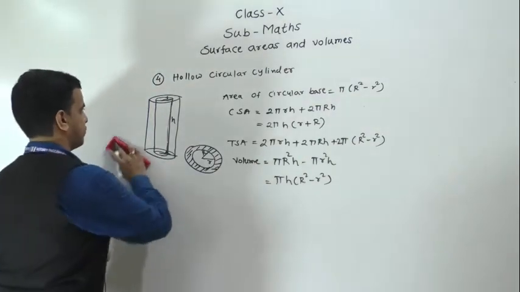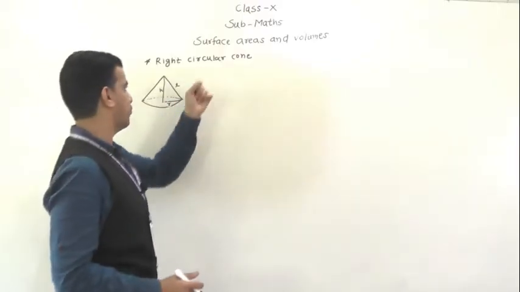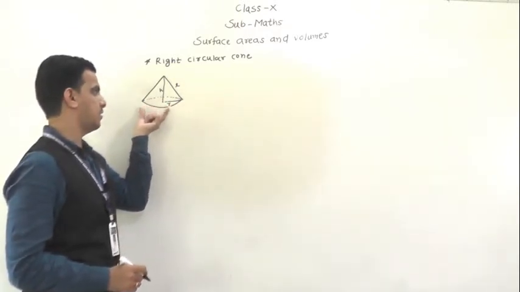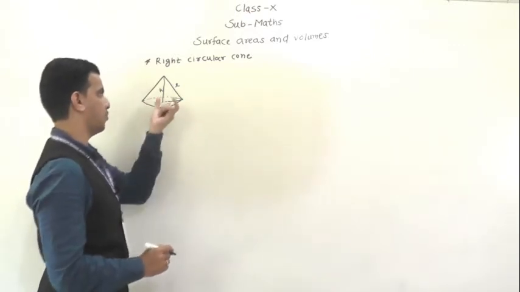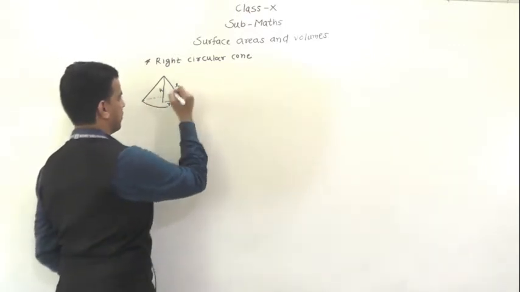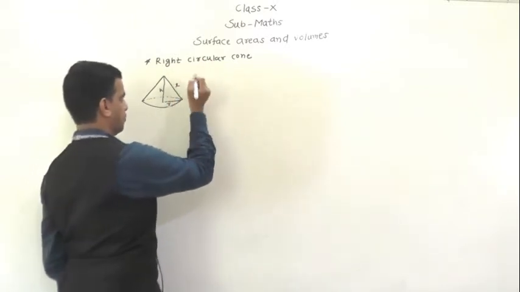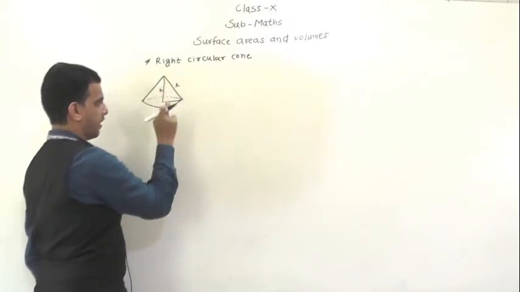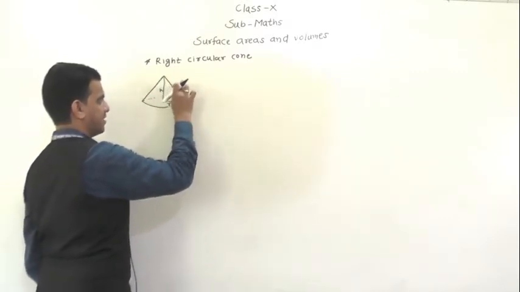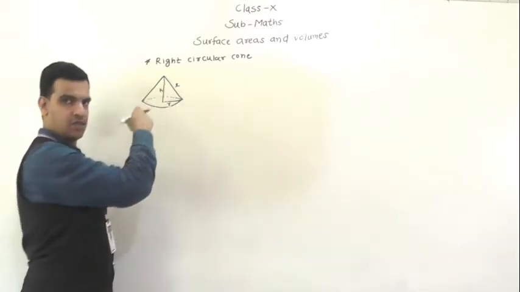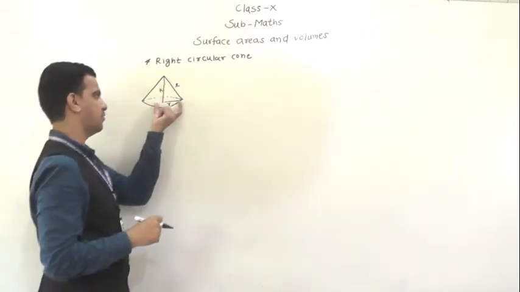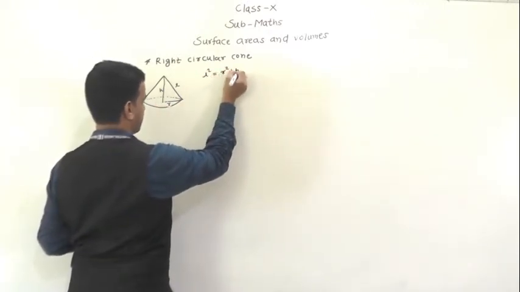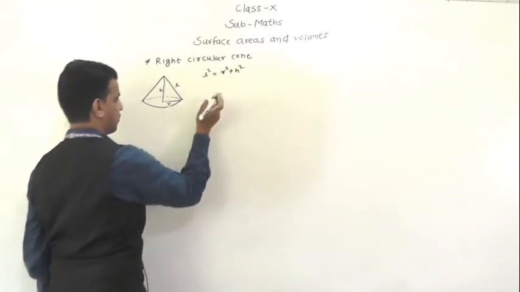Now we will take the next one, right circular cone. We have to find surface area, that is TSA, CSA and volume of cone, so I am writing the formulae. In 9th standard we already learned the formulae for right circular cone. There are three dimensions: slant height, height and radius. L is the slant height, h is the vertical height, and r is the radius of the base of the cone. So L square is equal to r square plus h square. This is the first formula.